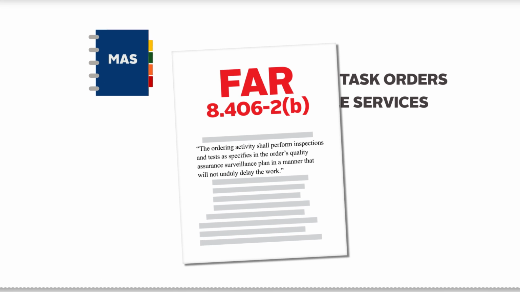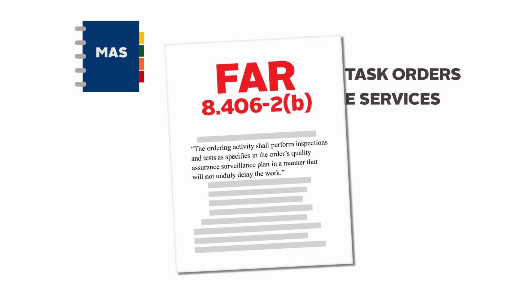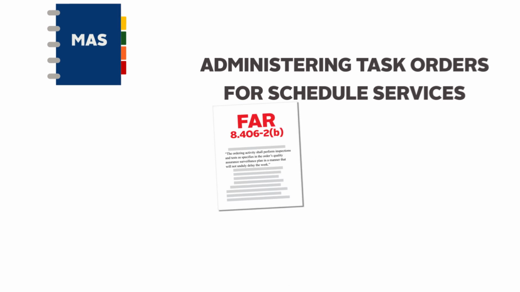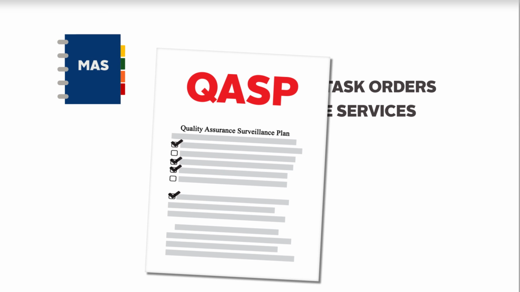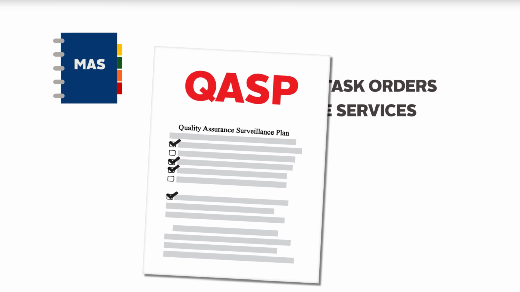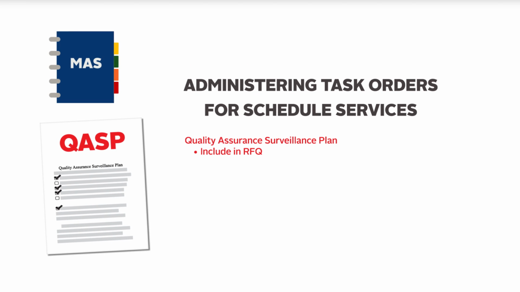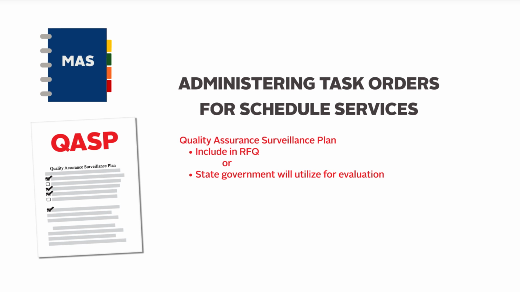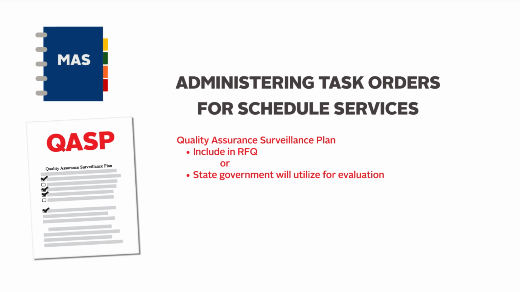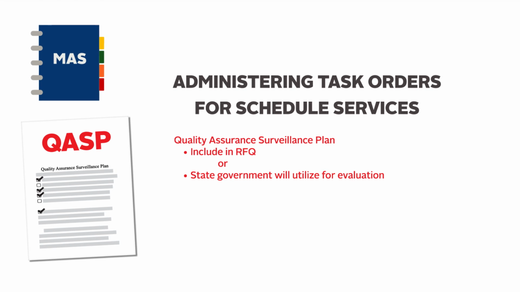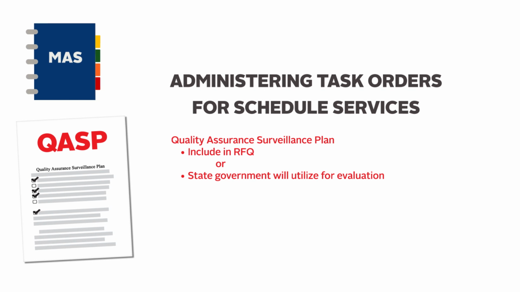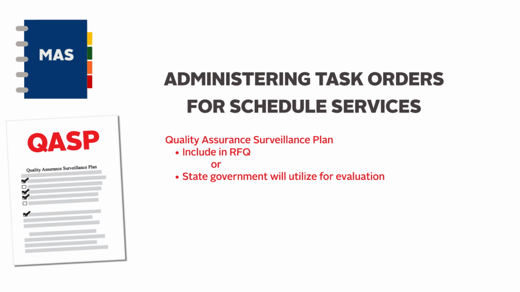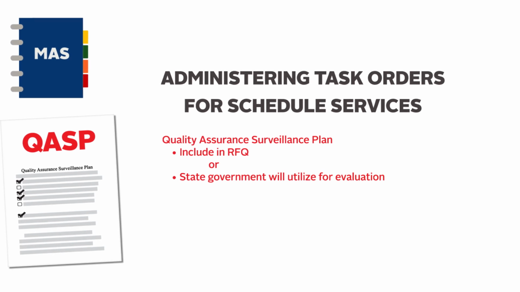Inspection and acceptance of schedule orders for services are typically performed according to the Quality Assurance Surveillance Plan, or QASP, specified in the order. There are two ways to reference the QASP in a schedule order. One is to include the QASP in the RFQ, making it part of the order. Another way is to simply state the government will utilize its QASP for evaluating performance. One benefit of not including the QASP in the order is that the government can modify it at any time without the need for a bilateral modification of the order.